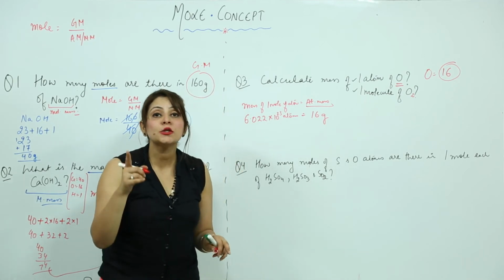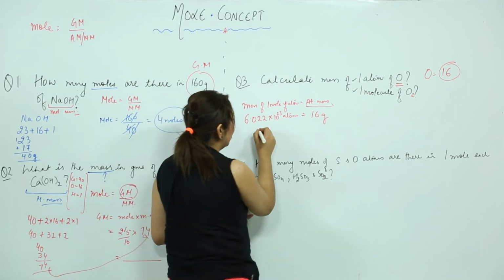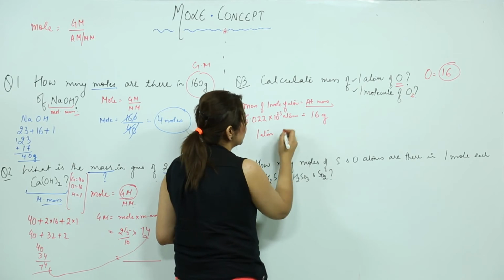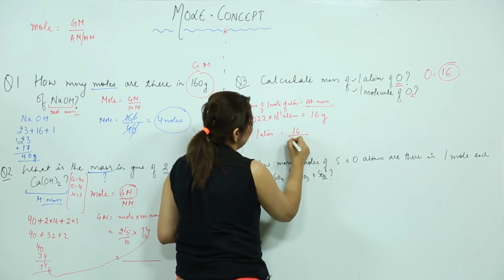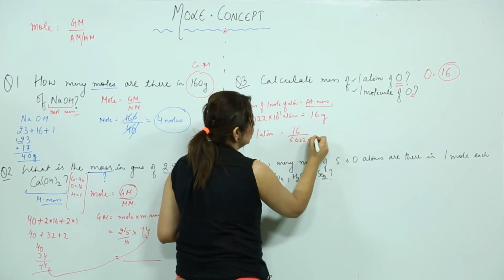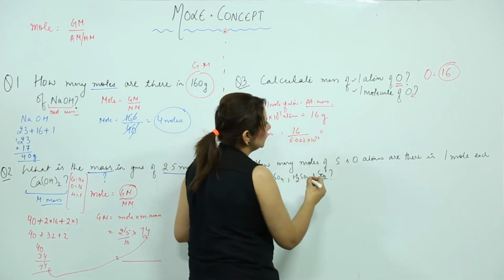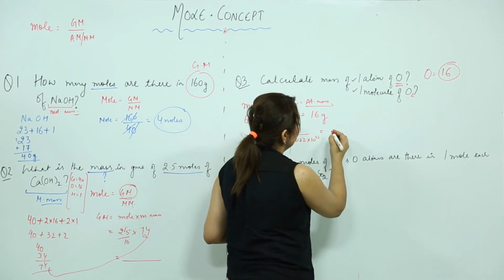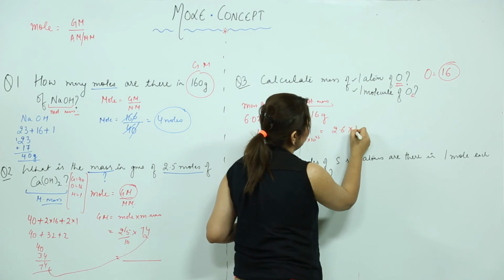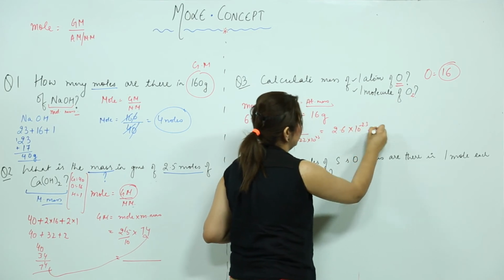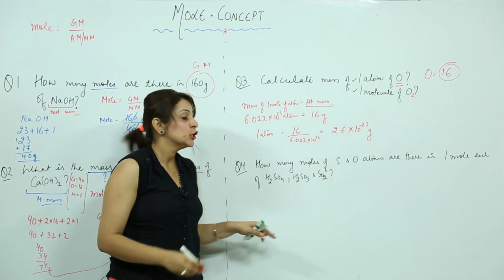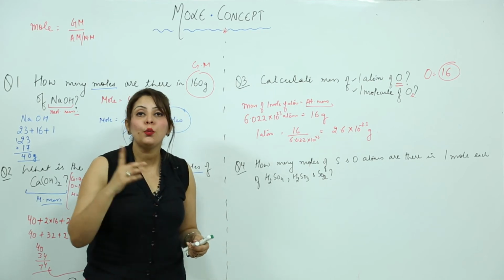So what is the mass of one atom? If this many atoms weigh this much, obviously the mass of one atom you have to find by dividing, right? So what answer are you going to get? After just solving, 2.6 into 10 raised to power minus 23 grams, right? So this is the mass of one atom.